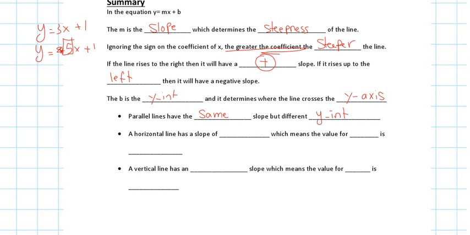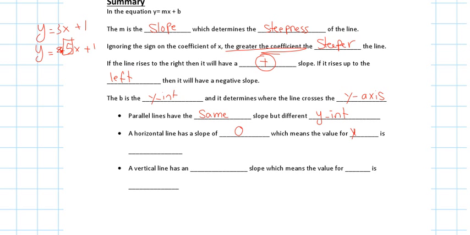Okay, now I want you to look at some cues in the classroom, and look at the horizontal line and tell me, what is the slope of the horizontal line? 0. Yes. So a horizontal line has a slope of 0, which means the value for the rise, or for y, are the same, are constant.